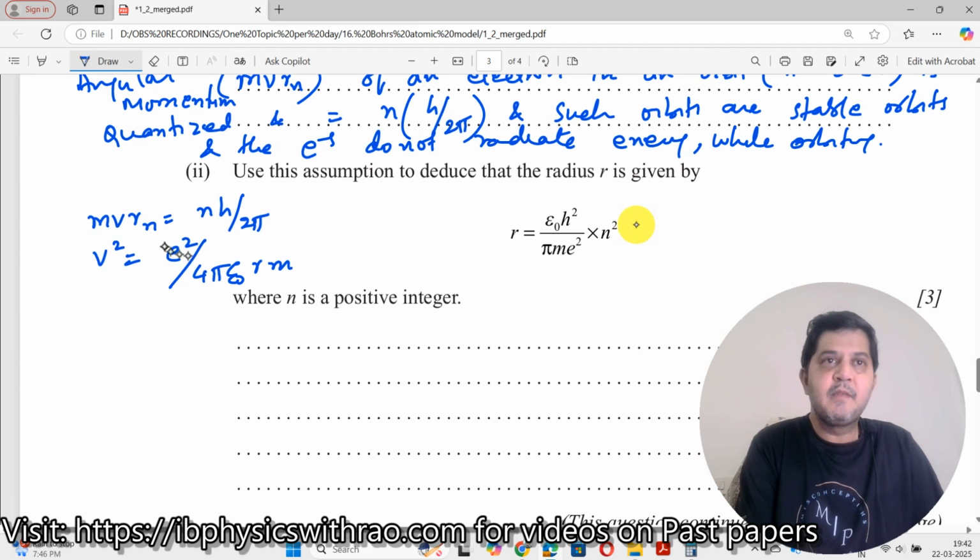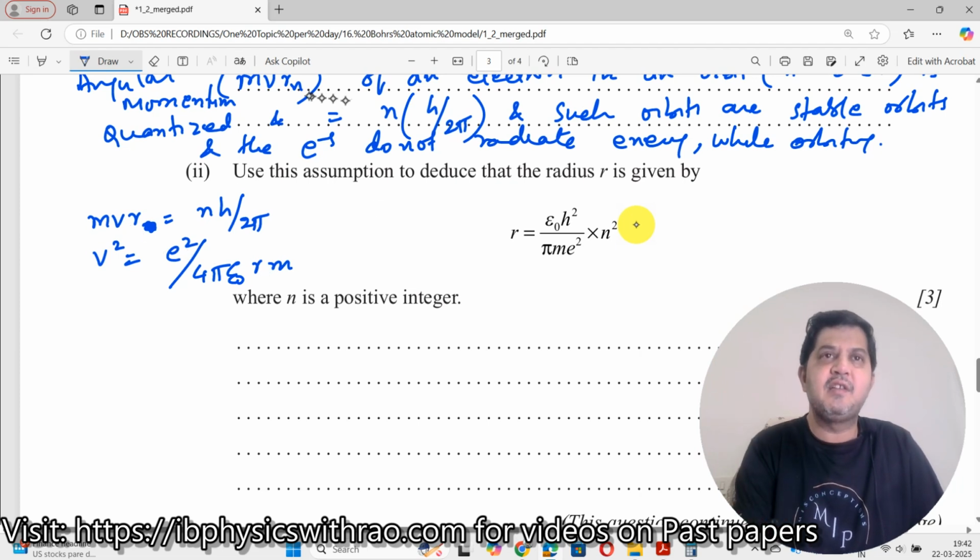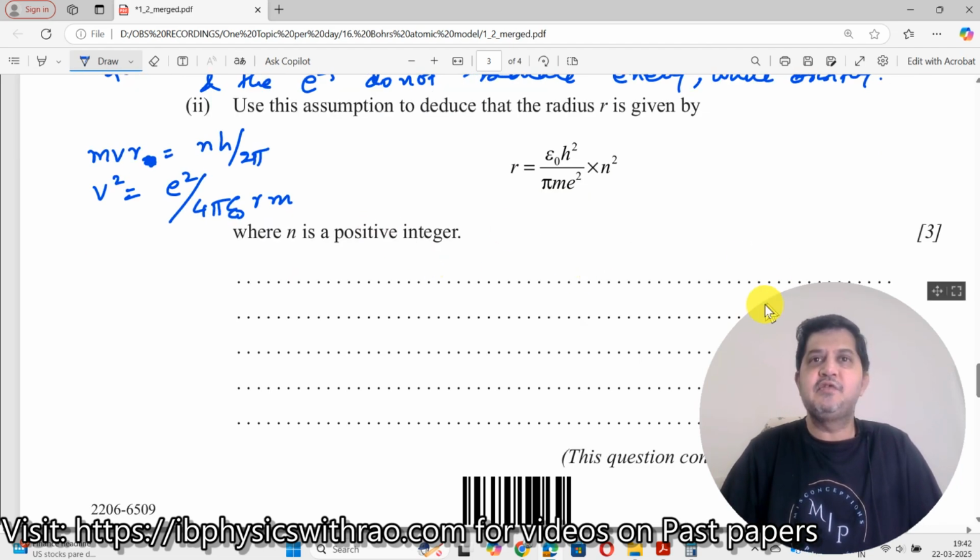I'll put this n over here. It's confusing. In fact, if I use this one here, I should put n also here. Since you are not using this, I'll just remove it here. Okay, I'll write like this. We have to use these two to get an expression for r. So what should I do? In such questions, because you are deriving it for the first time, this definitely is an HL question, not for SL. Now you see, this has n, h, epsilon naught, pi, m, e square. What it does not have is this value of v.